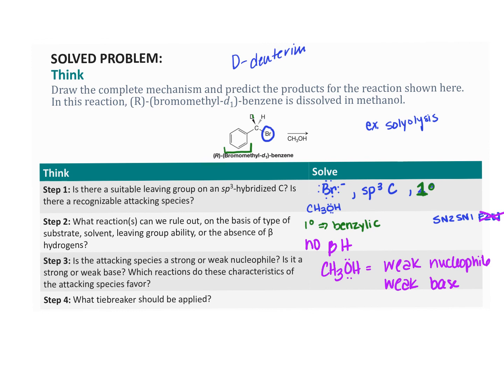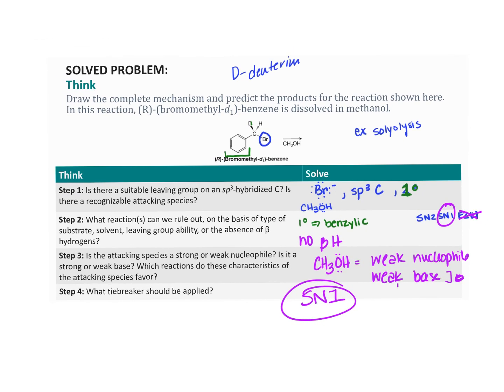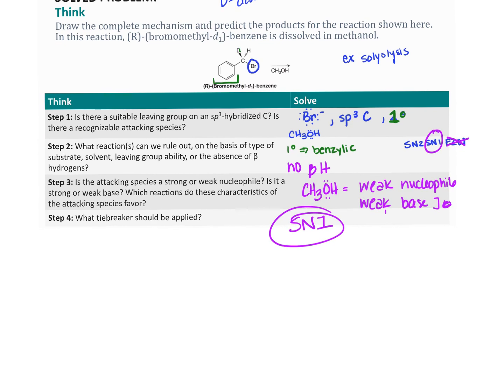So this would favor, right? When we talk about bases, that really is E2 and E1, but we've already ruled those out. But when we talk about a weak nucleophile, that is going to favor an SN1 over an SN2. So, right, the winner here is SN1. We don't have to apply a tiebreaker. We're going to say, look, this is an SN1 reaction. But that's just part of this process. Now we have to draw the complete mechanism and predict the products.